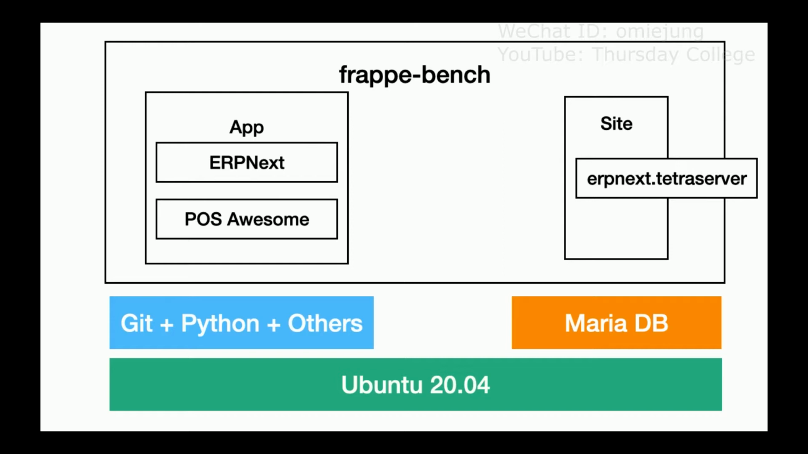ERPNext and POS Awesome. I mean, if you haven't done POS Awesome, it's okay, right? But we do have ERPNext for sure, right? And then we need to have the domain name for the website, okay? So we have the site and we have the app, and then in the installation, we map the application to the site, okay?